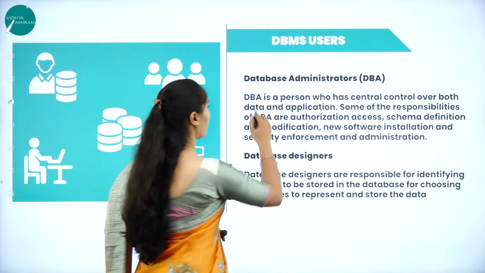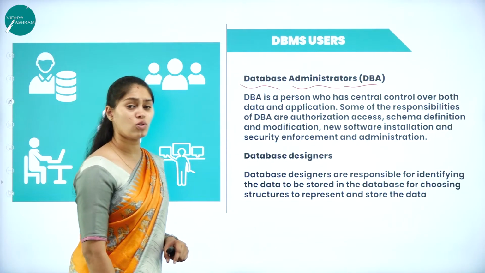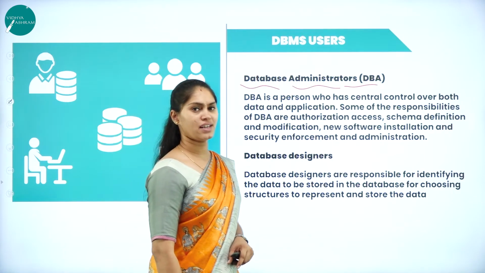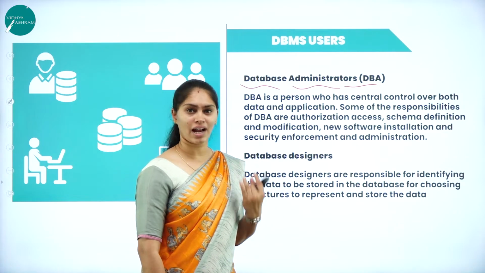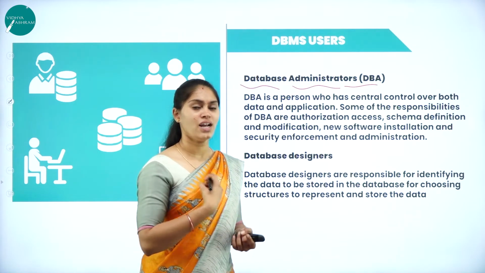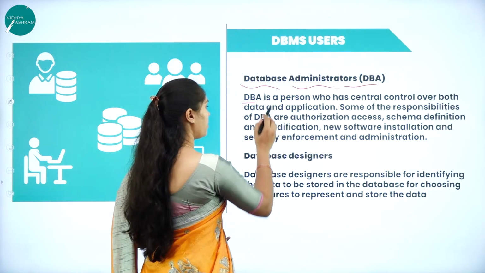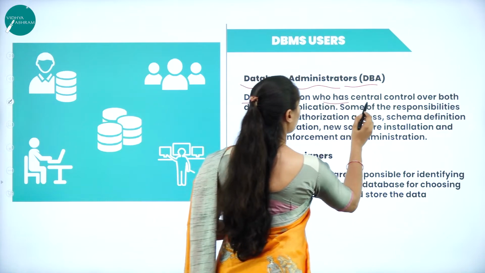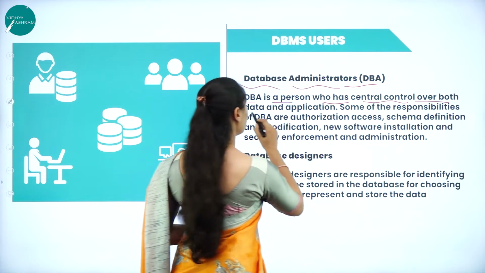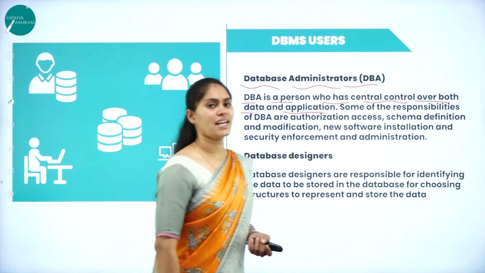And also we have a database administrator. Without any controls or any security, can we run the database? There must be some people who administrate and take care of all these other people. So DBA, in short, database administrator, is a person who has central control over both data and applications.